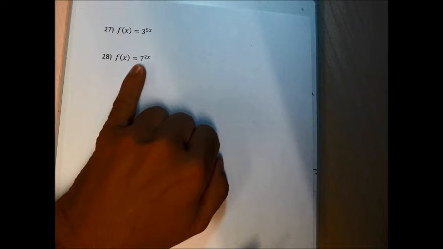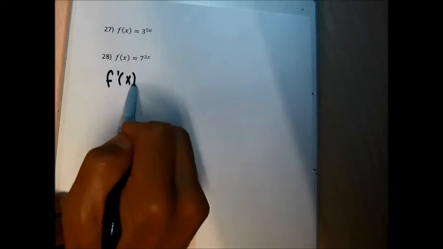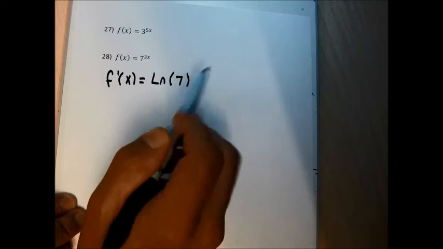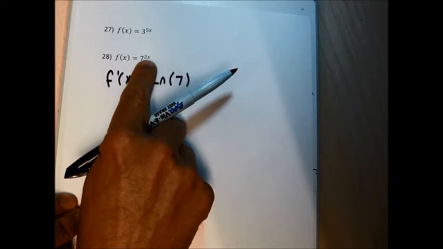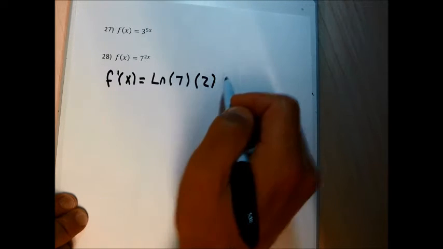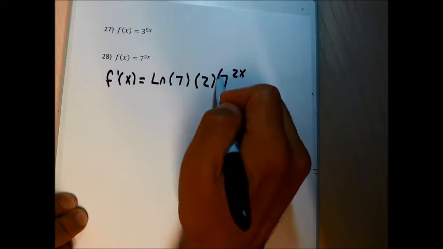Again, there's an x in the exponent. The base isn't an e, so I use this rule. So f prime of x, first thing I do is write the natural log of the base, which is the natural log of 7. Then I write the derivative of the exponent. The derivative of 2x is just 2. And then I write the original function unchanged. So that's the whole derivative.